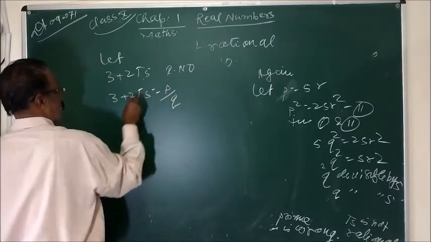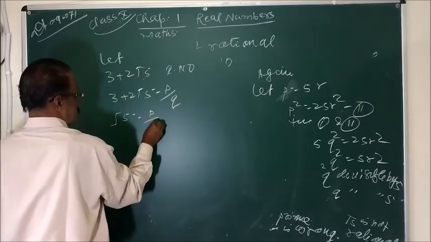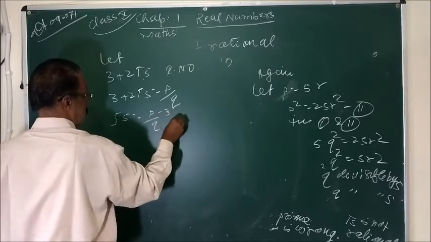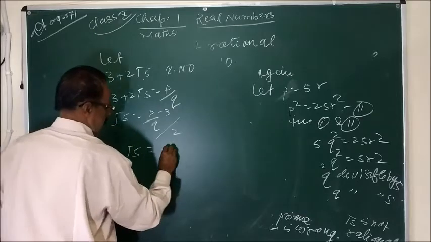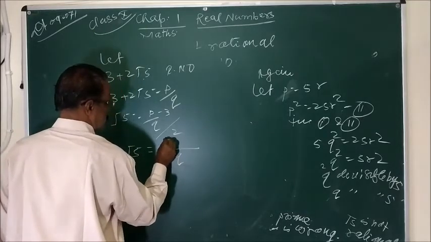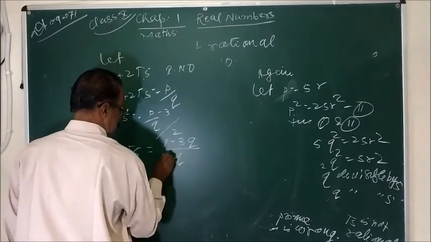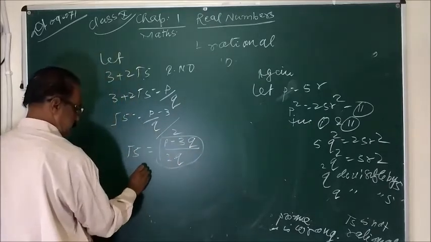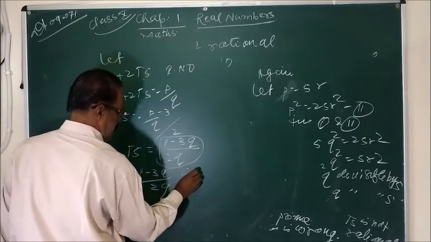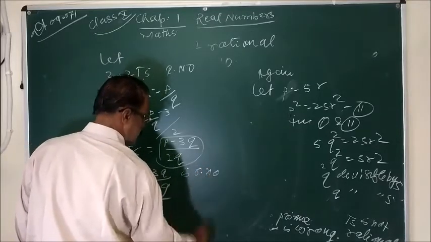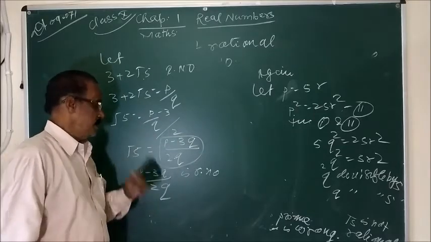We find the value of root 5. So root 5 is equal to, what will be? P by Q minus 3 divided by 2. You simplify the right side. LCM will be Q, and this will be P minus 3Q, upon 2Q. Now you see the right side, P minus 3Q upon 2Q, is a rational number. Why? Because P and Q are integers, and the difference of integers and the quotient of integers are rational numbers.